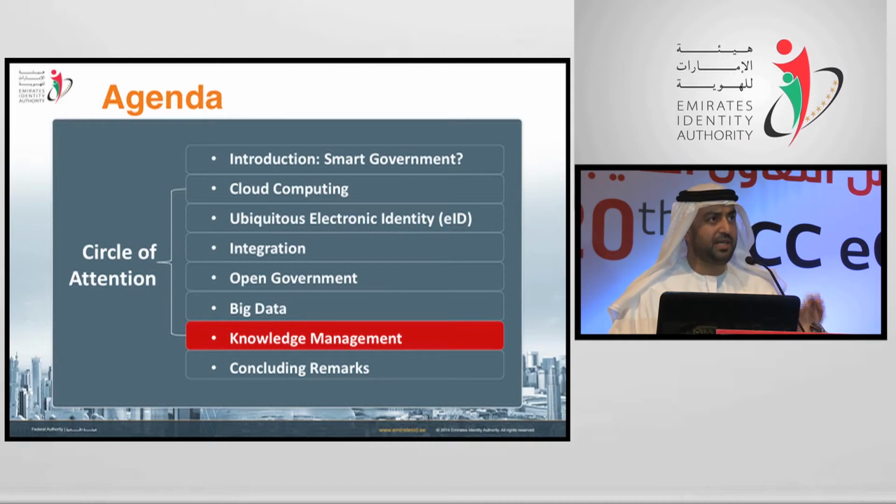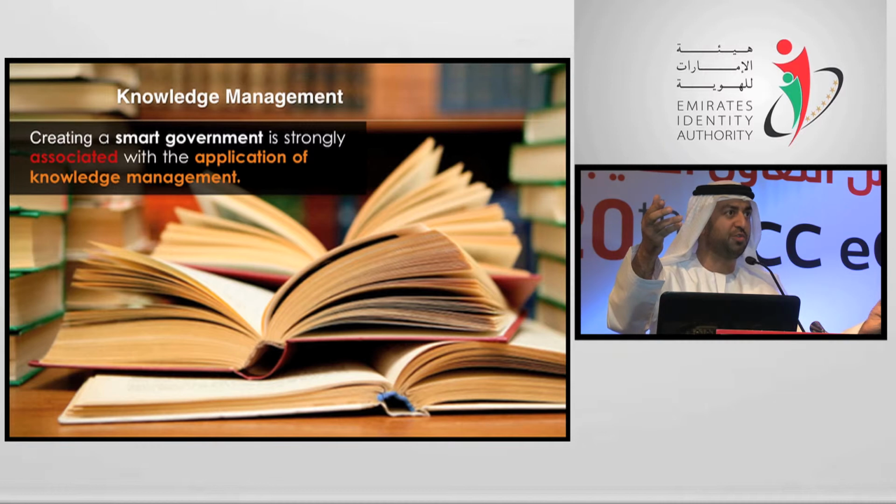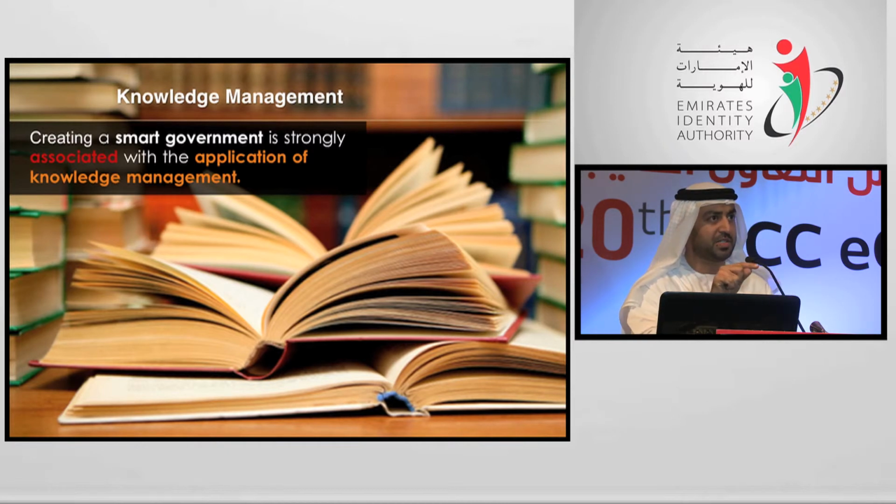Last but not least, the element of knowledge management in e-government. Indeed, the first thing that comes to my mind whenever I think about, for example, being smart, is knowledge. I can't really think of a smart person without having some sort of knowledge. And again, when governments are trying to develop smarter governance, they need to associate their e-government practices with the application of knowledge management, which is quite fundamental here.